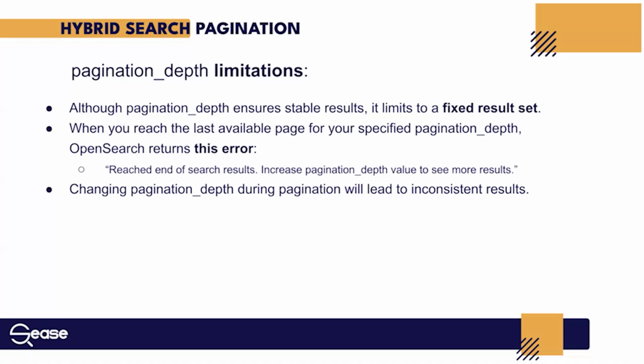From the OpenSearch documentation, it's better, before using that one, to do benchmarking first in order to decide what kind of number we want for the pagination depth variable. And then we can do some iterations later on.